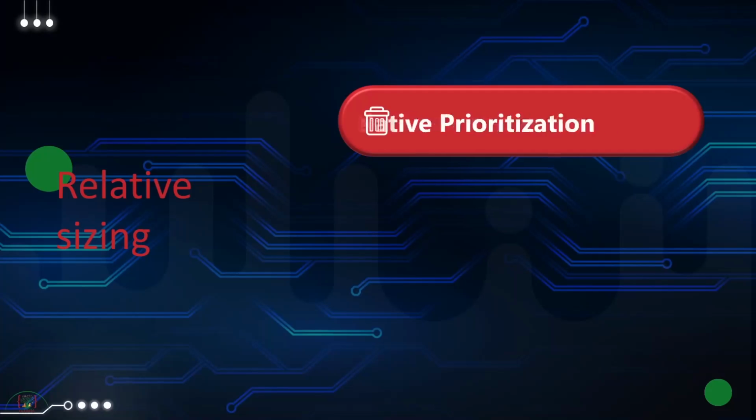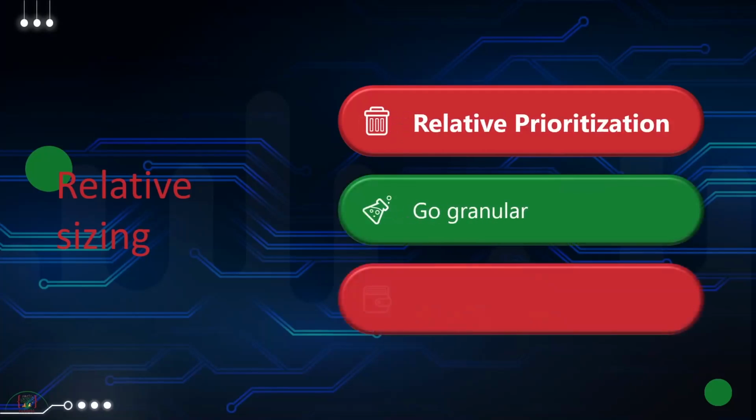Now let's talk about relative sizing, right? So we talked about how the team is going to size their stories. They will give you a relative sizing of story points. What does that actually mean? What is relative sizing? What is relative prioritization? What do you mean by estimating story points? That is what we're going to look into in the next few slides.